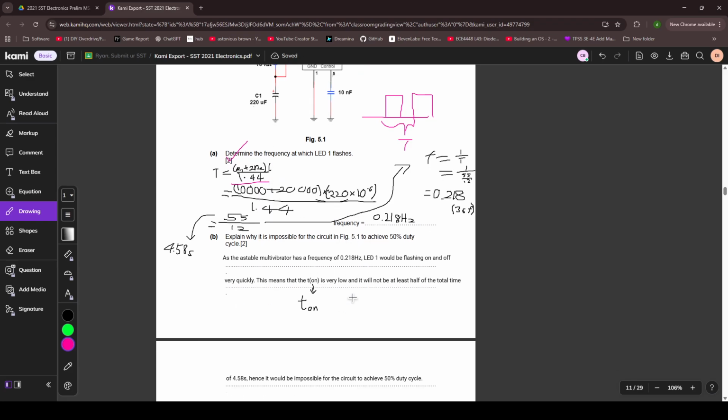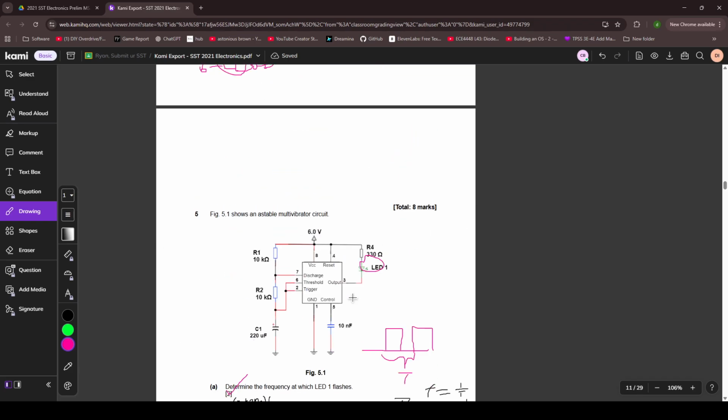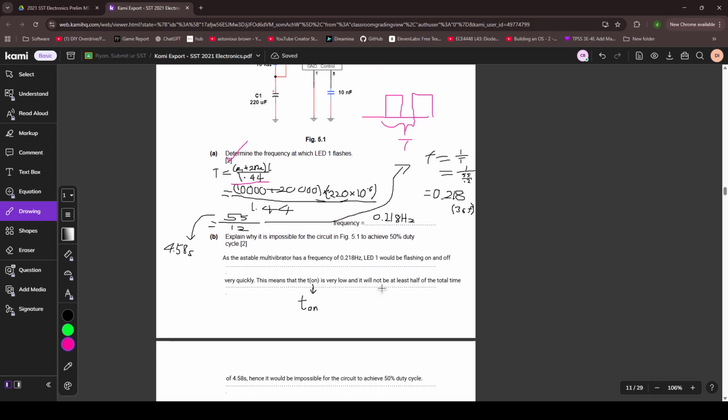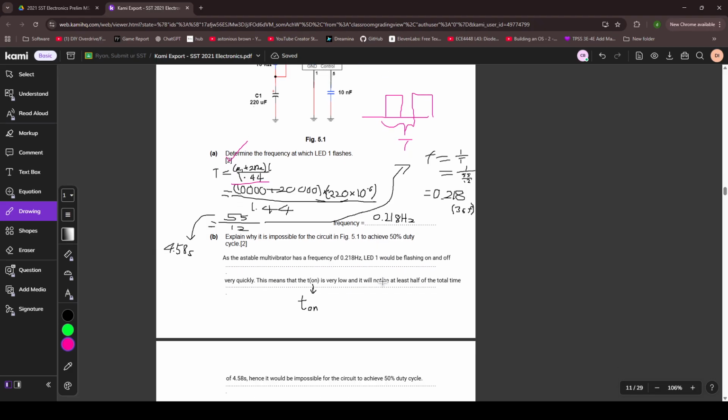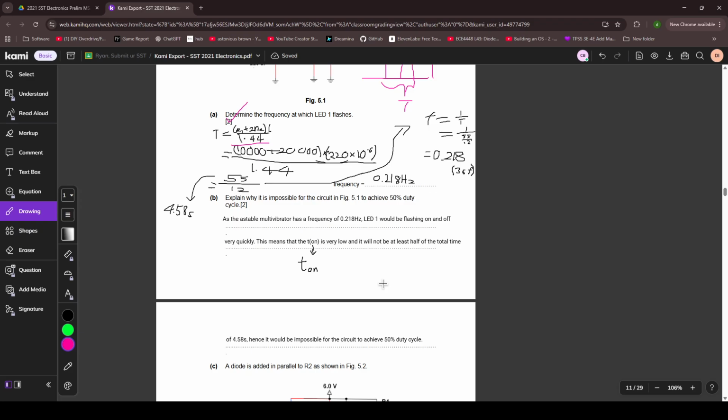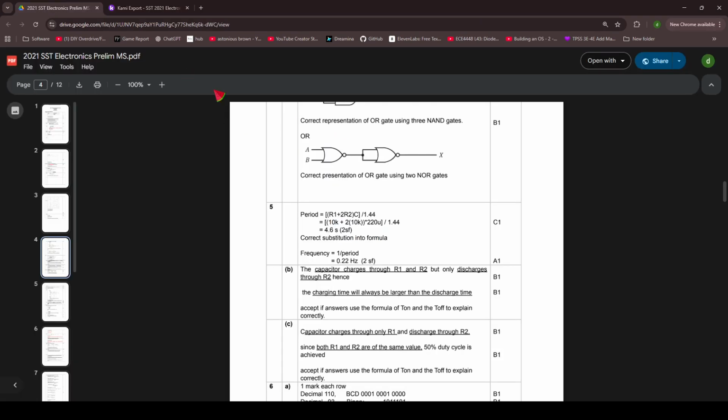Explain why it is impossible for the circuit in 5.1 to achieve 50% duty cycle. As the astable multivibrator has a frequency of 0.218 Hz, LED 1 would be flashing on and off very quickly. This means that T on is very low, and it will not be at least half of the total time of 4.85 seconds. Hence, it will be impossible. No, that's just wrong. That's just totally wrong.